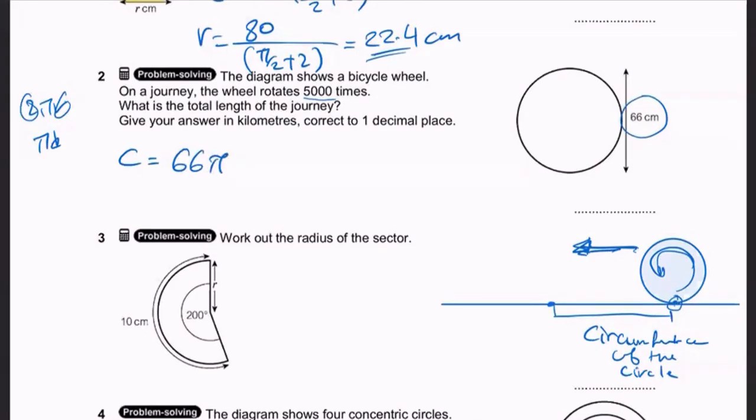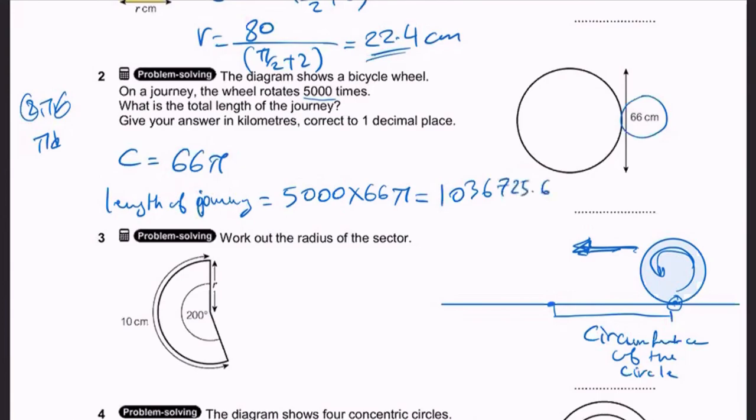So the length of the distance of the journey equals 5000 rotations times 66 pi. Let's calculate it. 5000 times 66 pi equals 1,036,725.6. Okay, this is in centimeters.